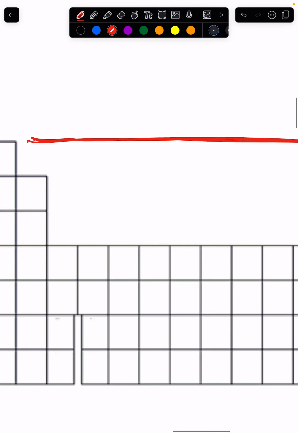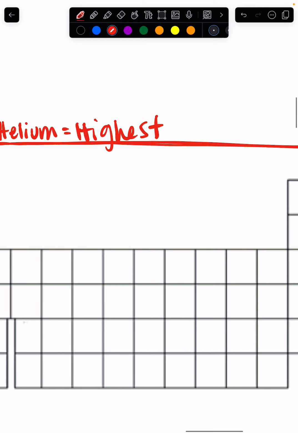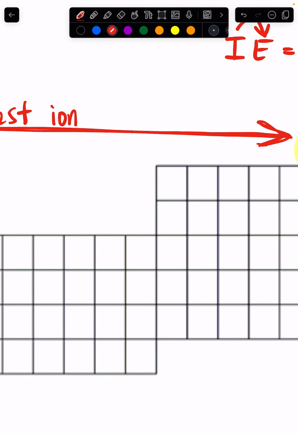So let's make our little note. Helium has the highest ionization energy.